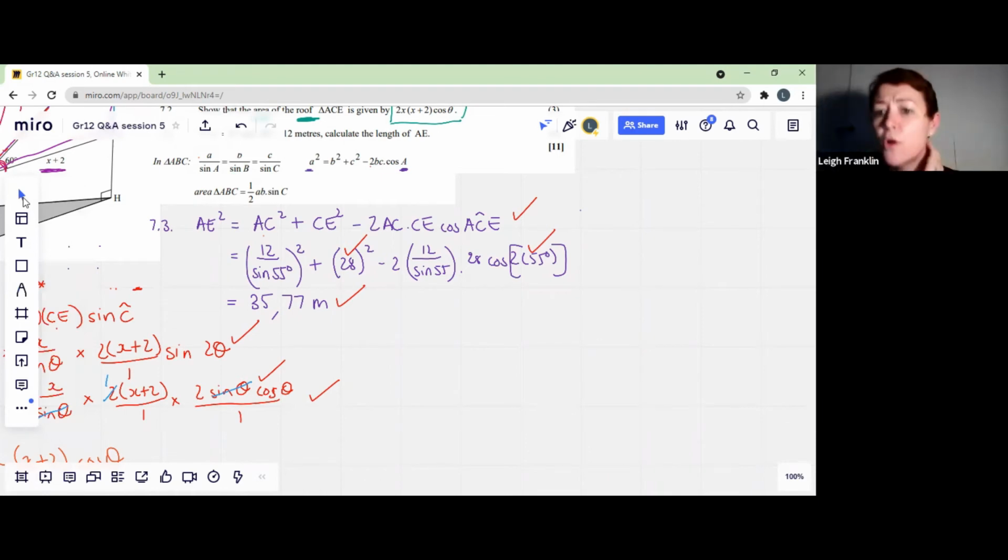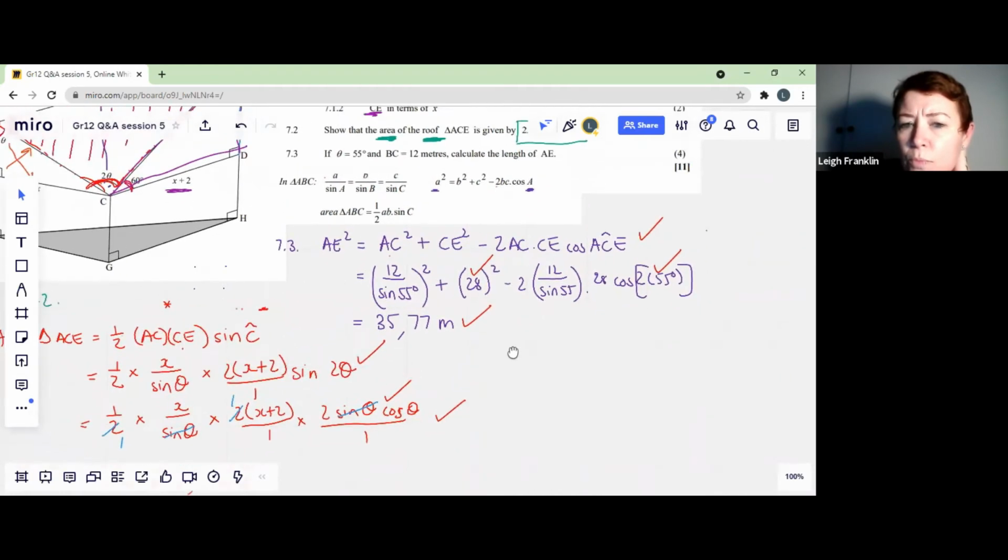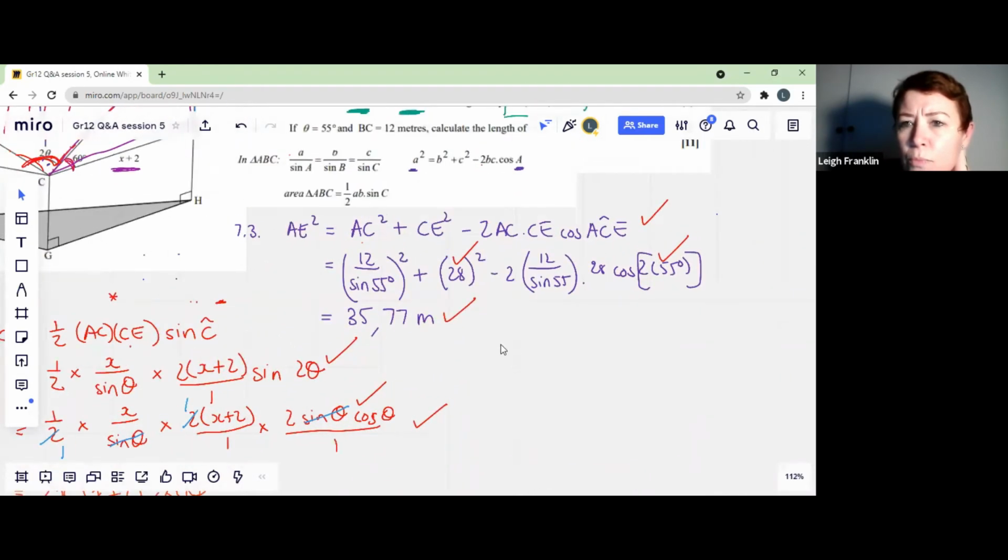Ma'am, can I ask a question? With pleasure, Leander, go for it. Ma'am, so you see for the AC squared, right? In the beginning, when it came to the distance or whatever, how it's measured, why is it 12 over sine 55 squared? Are you asking, Leander, where that comes from? Yes, ma'am. Okay, so Leander, it comes from what we were doing in question 7.1.1.